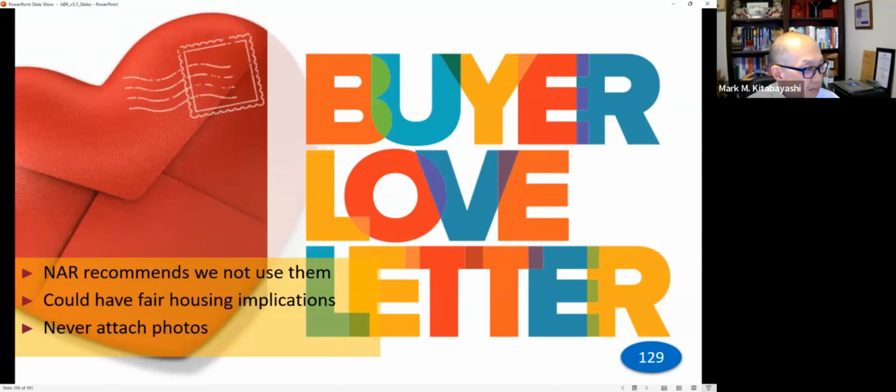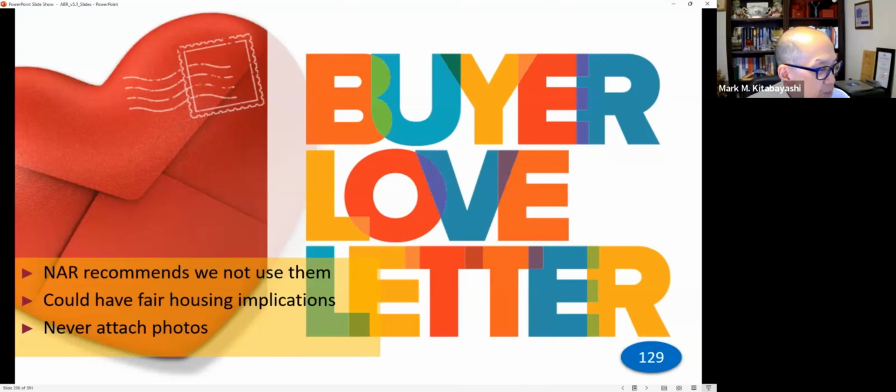Buyer love letters in the United States: not just the offer, they sometimes write a letter, we call them love letters, with the offer to make their offer look better. They talk about their families, their financing, where they work, what they love about the house, and so forth. We, as NAR, do not recommend writing them.